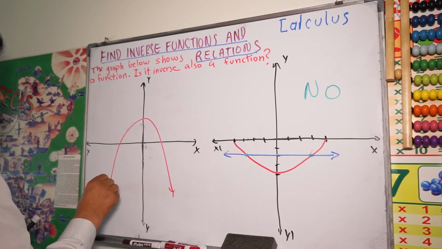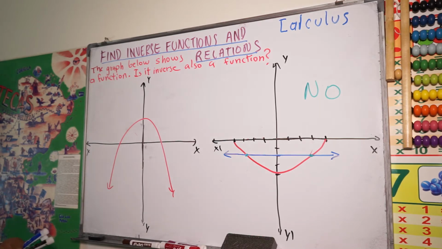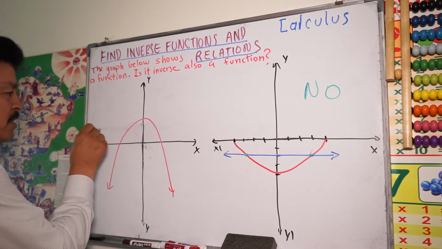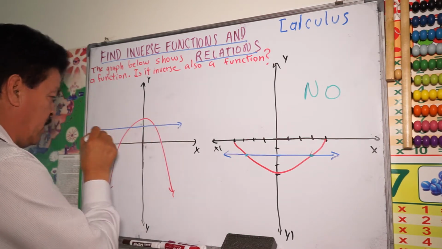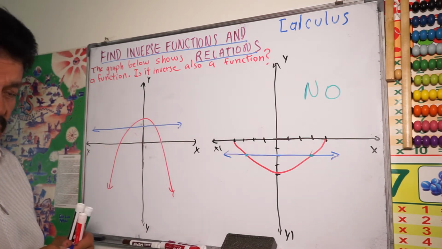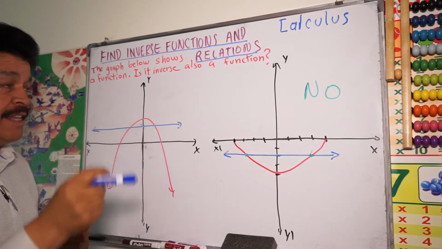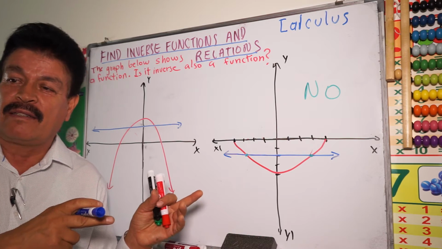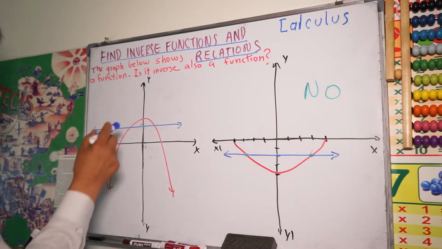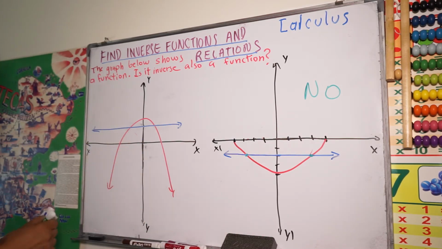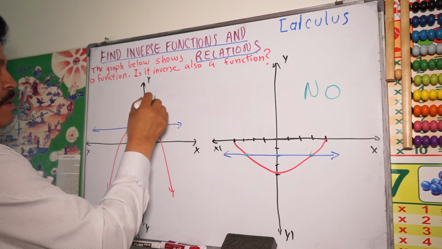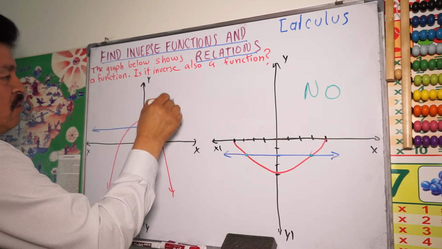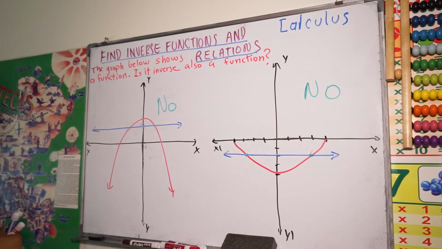Okay. Look at this graph. First, we have to make a horizontal line. If the horizontal line touches one or more points in the graph, then its inverse is not a function. Here is not a function. Here is no.